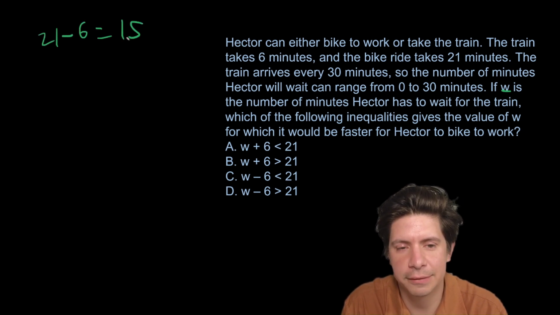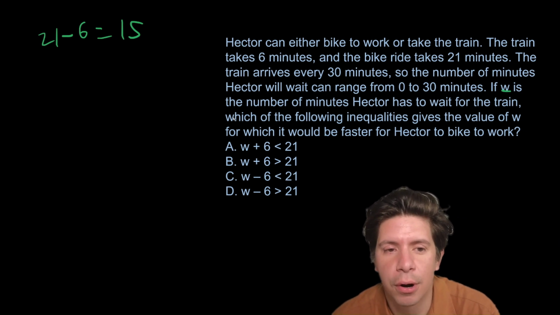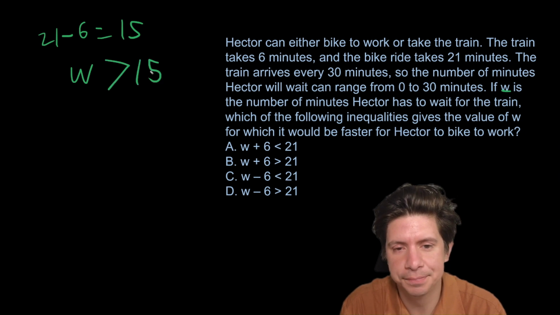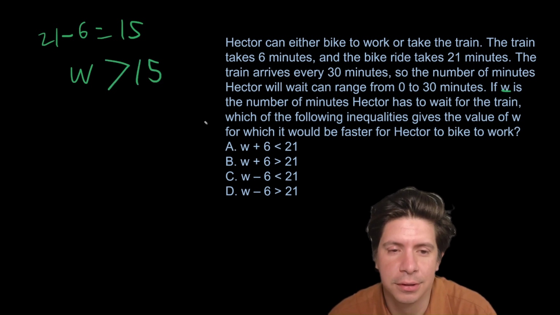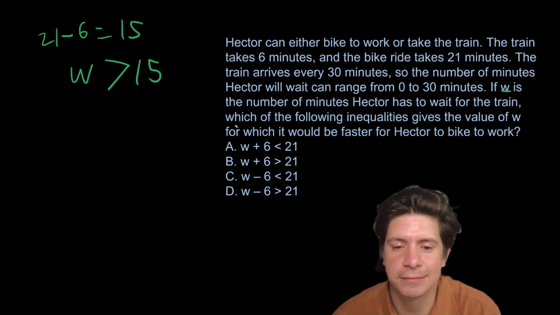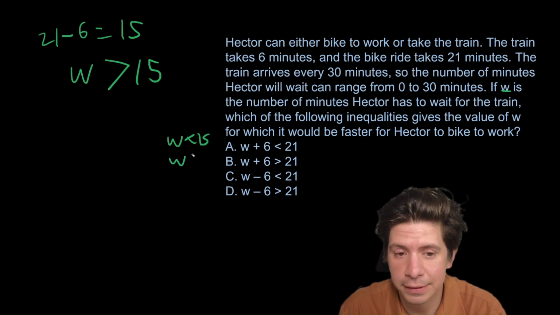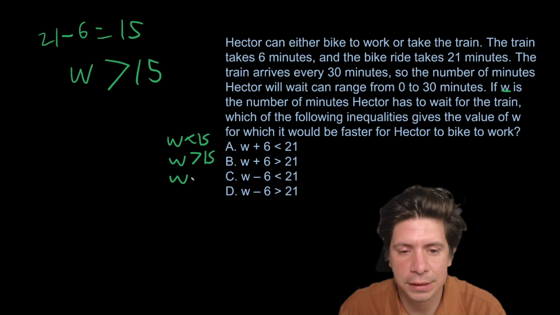That's a 15-minute difference. So anytime he has to wait more than 15 minutes, so when W is greater than 15, it's faster to bike to work. So which of these gives us that? A would give us W is less than 15, that's close. B would give us W is greater than 15, so it should be B. C is W is less than 27, and D is W is greater than 27. So it is B, and that makes sense.